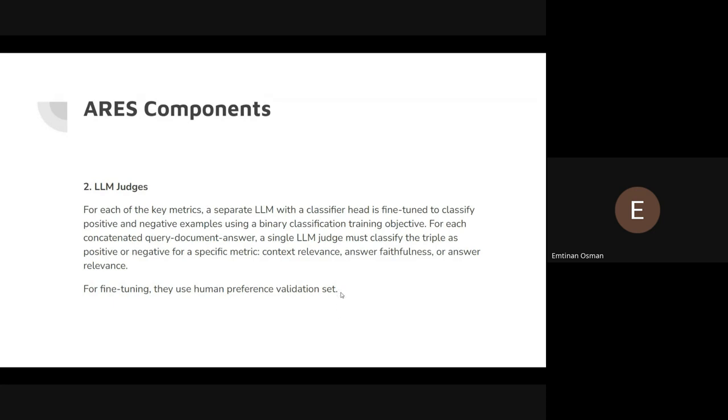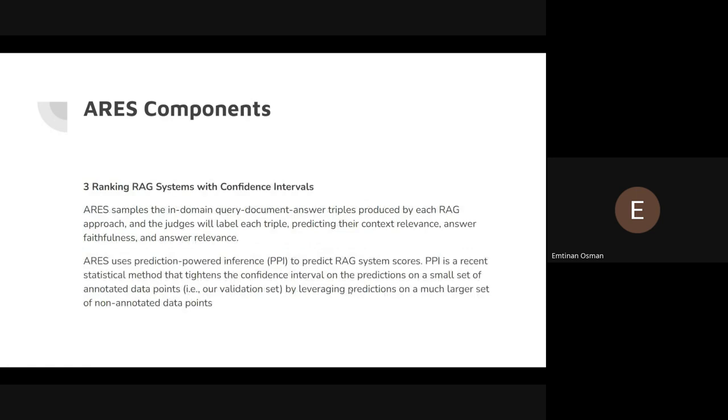But there is a way to go further. The point is, by using this small validation set, even though it's small, they can actually guarantee the statistical relevance, they can actually have a confidence interval for the scores they get for a RAG system. So they are using something called prediction-powered inference, which is a statistical method that tightens the confidence interval on predictions on a small set of annotated data points.